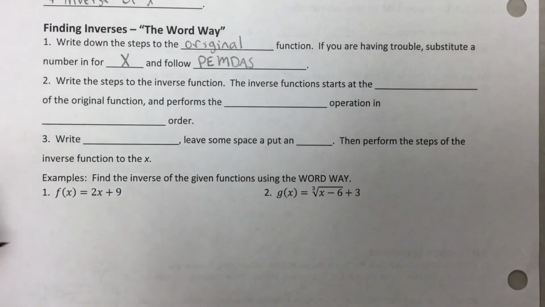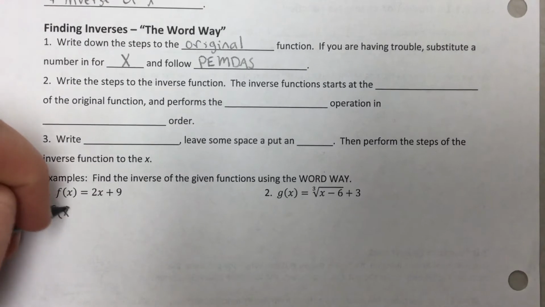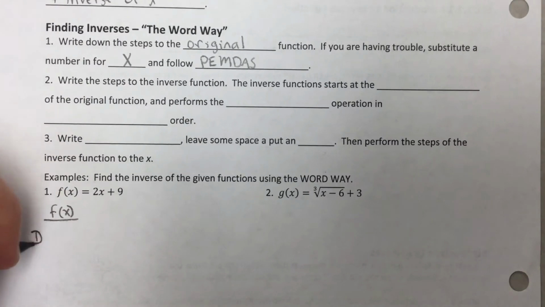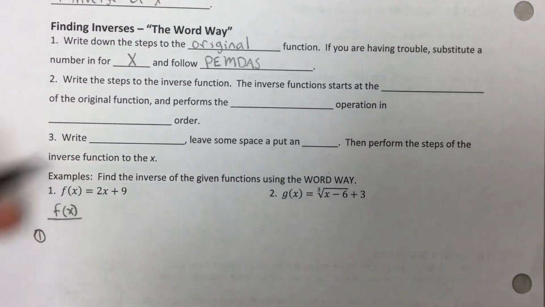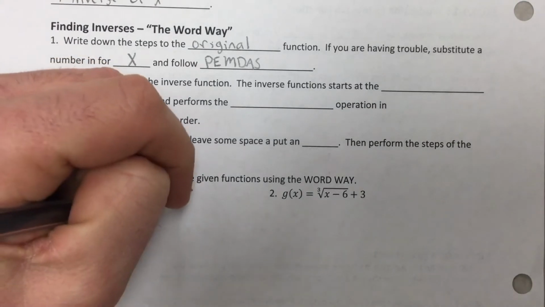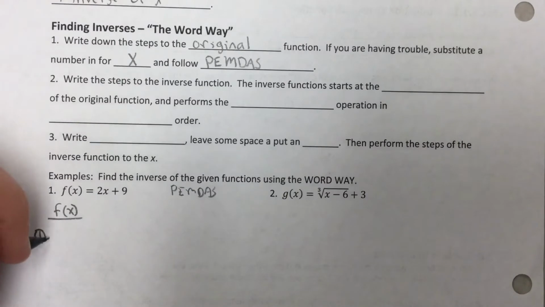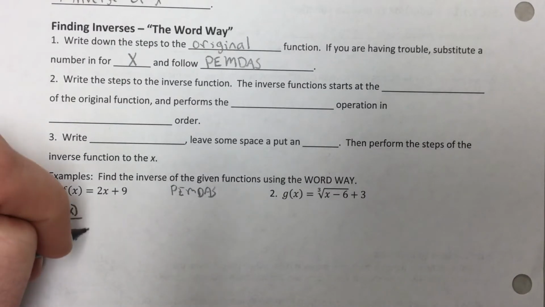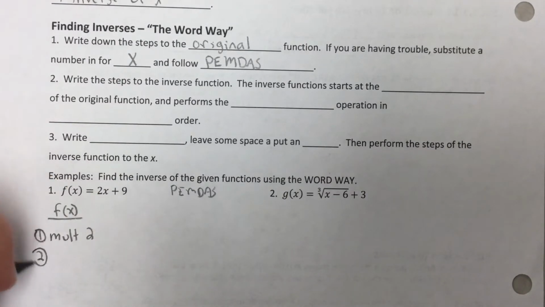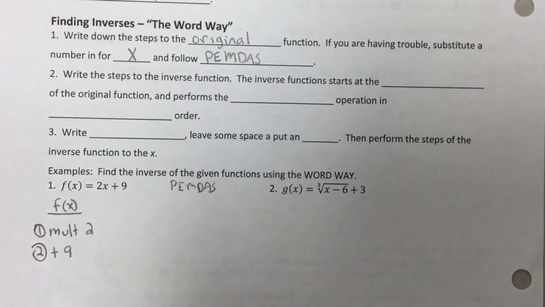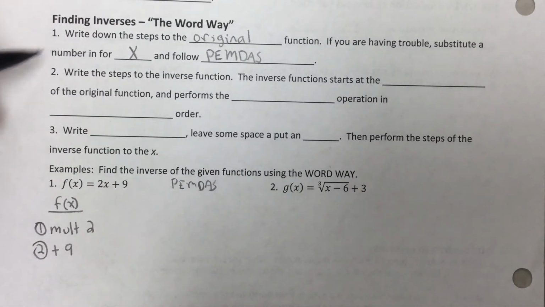So for example here, I'm going to write f of x, and I'm going to write my steps down. So if I were to plug a number in for x and I follow PEMDAS, the first thing I'd have to do is multiply by 2. After that, I would add my 9. Multiply by 2, add 9. Those were writing my steps, so that's step 1.